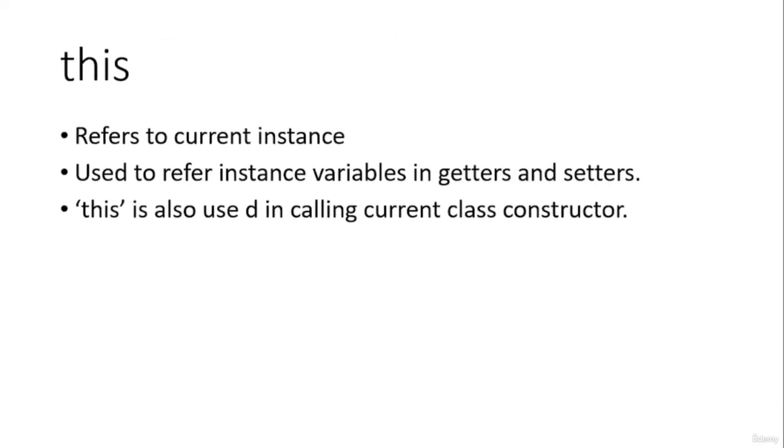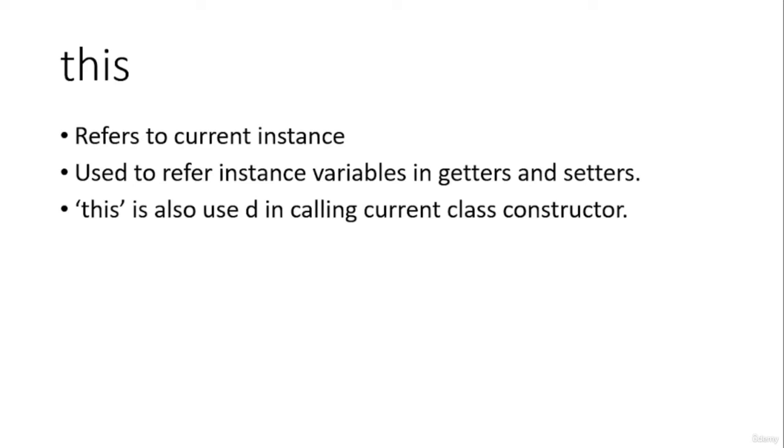Welcome back, friends. In this lecture, we are going to discuss Java's this keyword. The this keyword is used to access the current instance of an object. Whenever we use this keyword followed by a variable name, that name will be accessed in the context of the class, and it will be referring to the current instance.